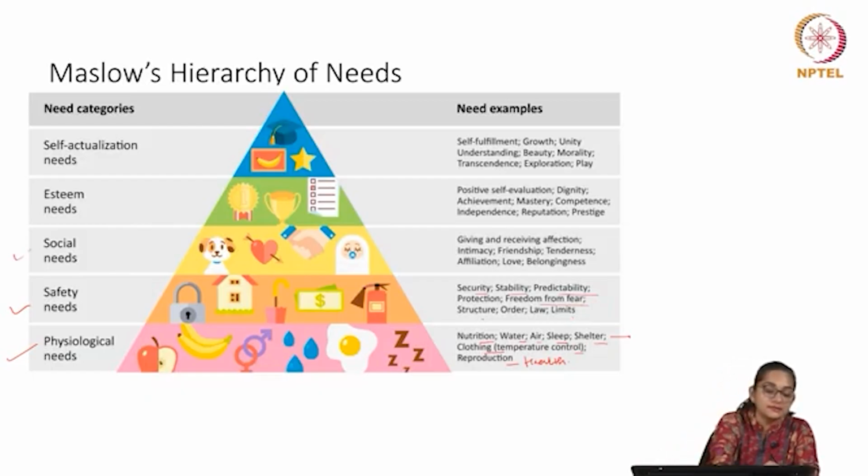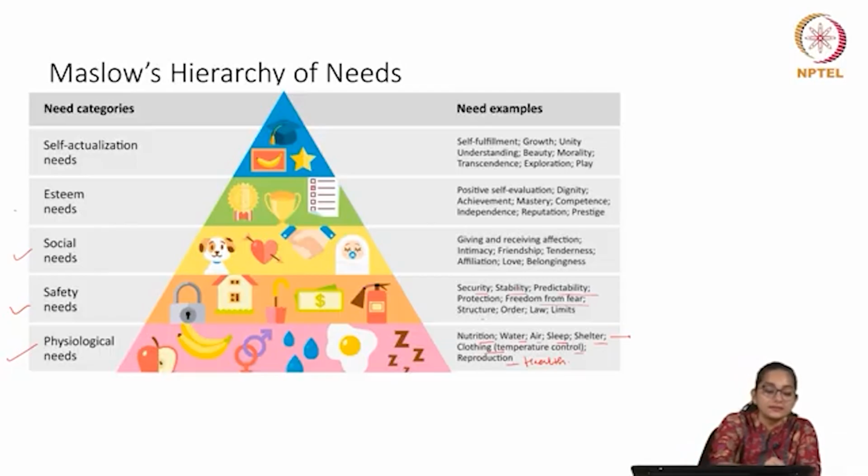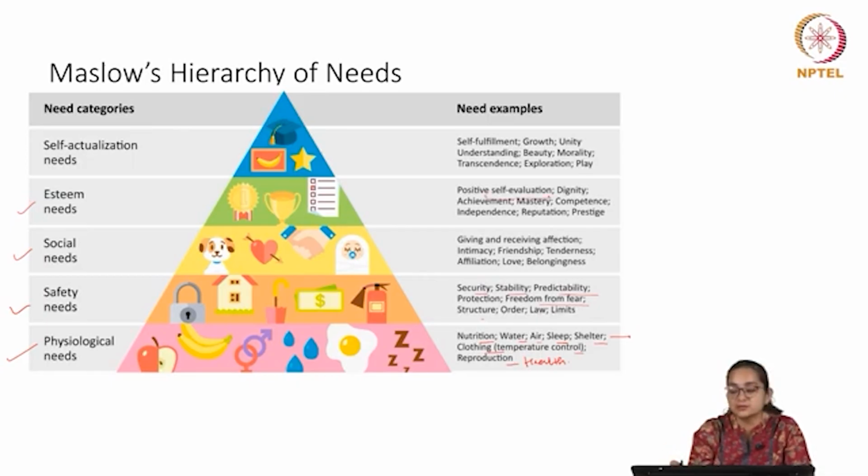Then next is social needs. So the emotional aspects like giving and receiving affection, intimacy, love, sense of belongingness in the society, all of those fall under social needs. Then there is esteem needs. So esteem relates to positive self-evaluation, dignity, reputation, independence.